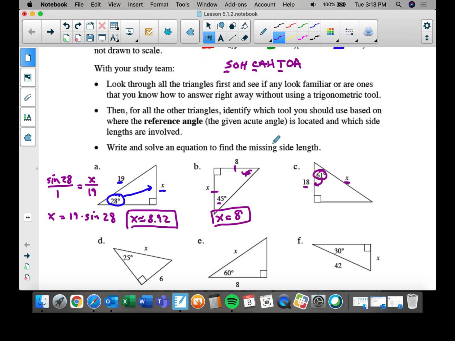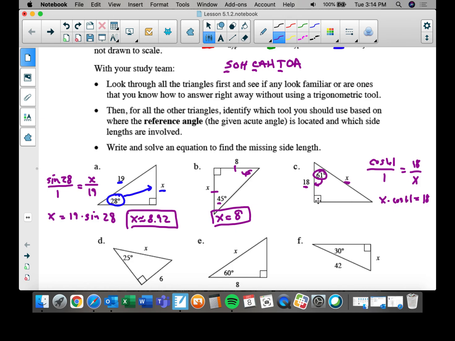So now if I go through and set this problem up, I would take the cosine of 61 over 1, and that equals, by definition, the adjacent to hypotenuse ratio. Adjacent is 18, hypotenuse is x, and now I can solve this ratio. If I cross multiply, I get x times the cosine of 61 equal to 18 times 1, which is 18.